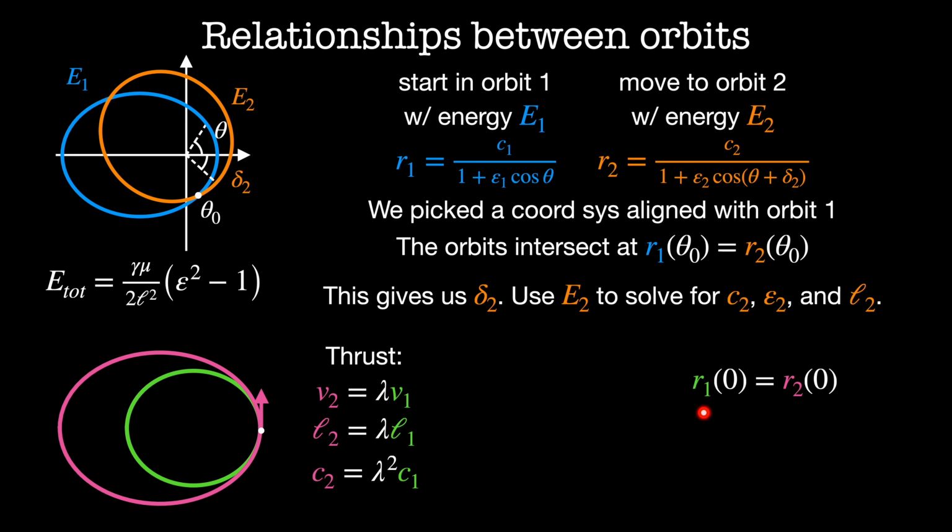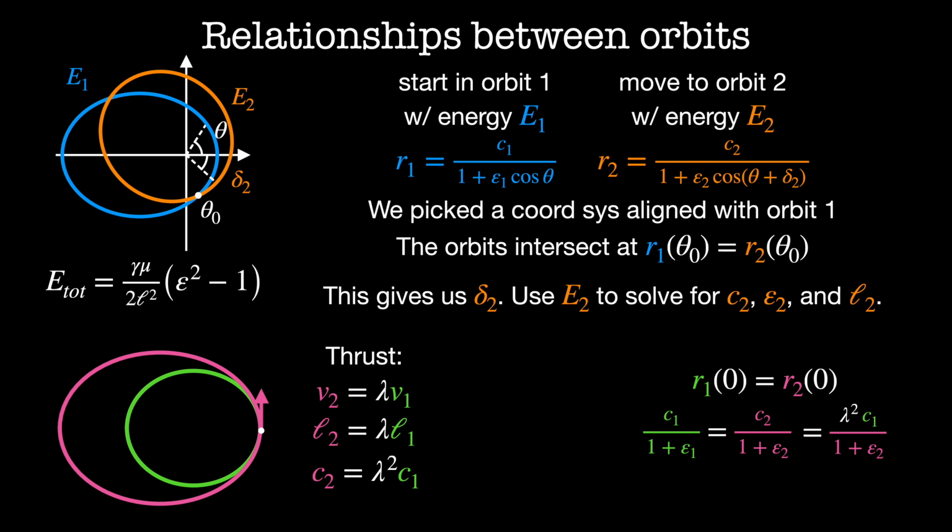In this particular case, I applied a thrust at theta equals 0. That means that the radius of the first orbit at angle theta equals 0 is equal to the radius of the second orbit at the same theta. This gives us a relationship between the two orbits. R1 at theta equals 0 is given by C1 divided by 1 plus epsilon 1. This is equal to the radius of the second orbit at theta equals 0, or C2 divided by 1 plus epsilon 2. Using the value of C2 we just derived, the right-hand side of the equation becomes lambda squared times C1 divided by 1 plus epsilon 2.